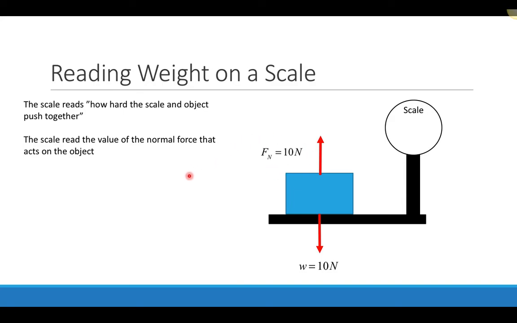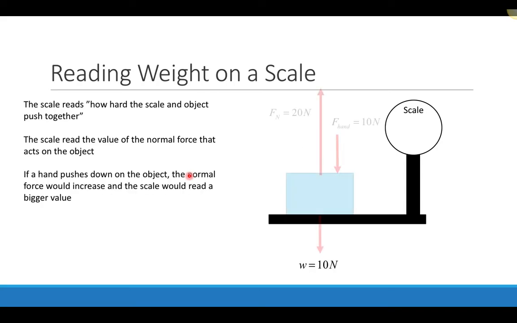Well, I don't know if you've ever done this, but if you've ever been near somebody who's on a scale and you try to trick them, you can go over and put your foot down on the scale, or you can push on them, and you can cause the scale to read a bigger value. So suppose that we have that same block on the scale, but then somebody's hand comes over and pushes on the top of the block.